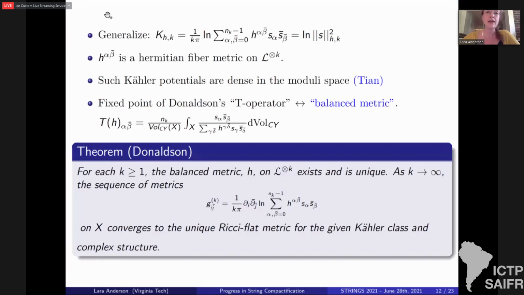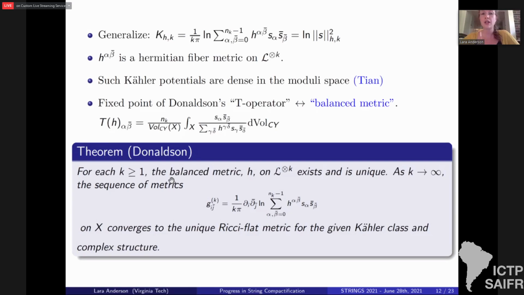So in general, if we have a generalized Fubini-Study metric generated by a choice of some ample line bundle and its global sections, we induce a Hermitian fiber metric on that line bundle over the Calabi-Yau. And it can be shown that the Kähler potentials that you would write down over the Calabi-Yau are in fact dense in the moduli space. And a theorem due to Donaldson, including his definition of a so-called balanced metric, provides a path in moduli space that can lead you to Ricci flatness.